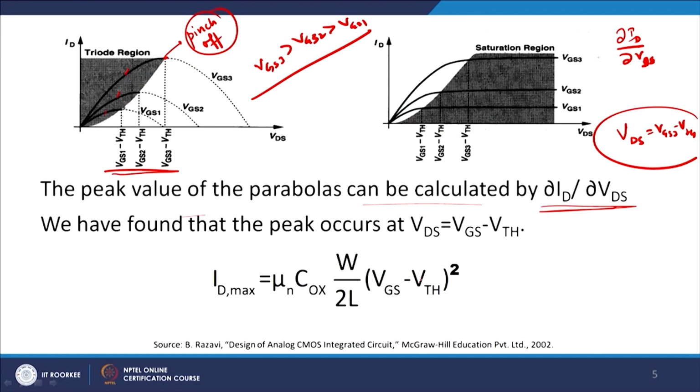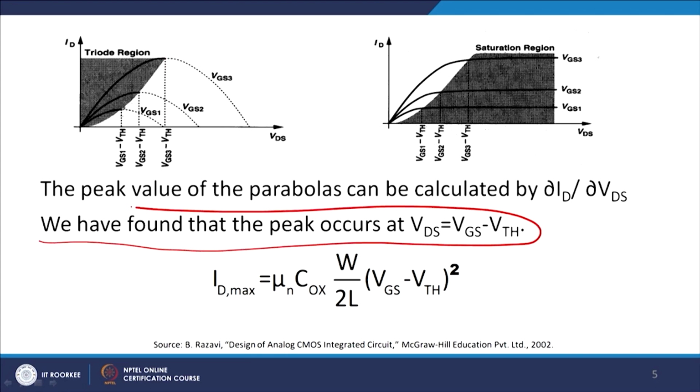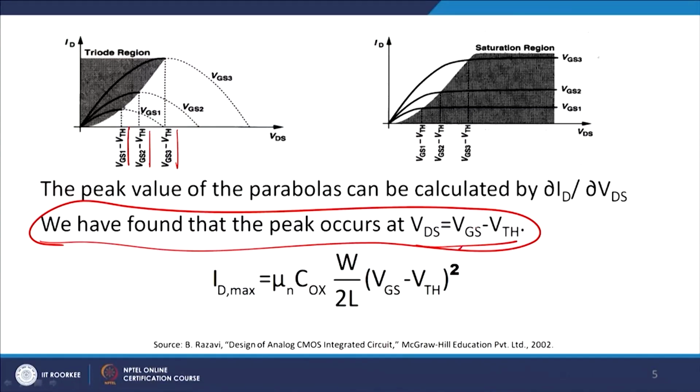And that is what you see here at this particular point, as you can see from all this discussion, where the pinch off point occurs. So, now we have found that the peak occurs at VDS equals VGS minus VTH. Beyond this particular point, if you feed this value into the previous equation, you automatically get ID to be equal to this much.